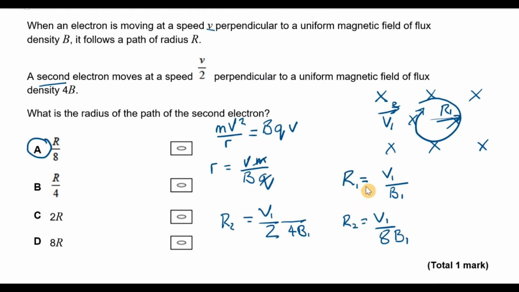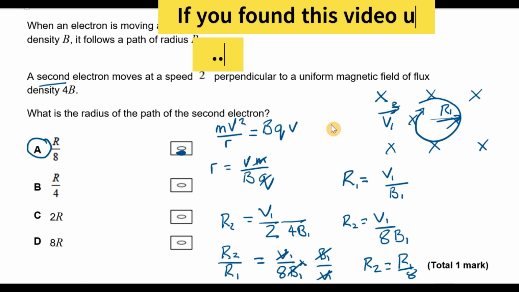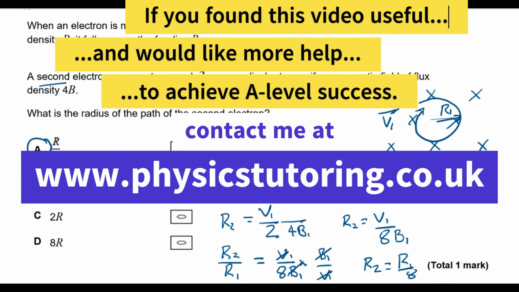Okay, so let's just look at the ratios of these now. Let's see the ratio of r2 over r1. r2 is v1 over 8B1, and I now want to divide that by r1, which is v1 over B1, which is the same as multiplying it by B1 over v1. I'm going to cancel the B's, I'm going to cancel the V's, and I can now see that r2 is equal to r1 over 8. Answer A. I hope that was nice and simple and nice and easy and helpful for you.